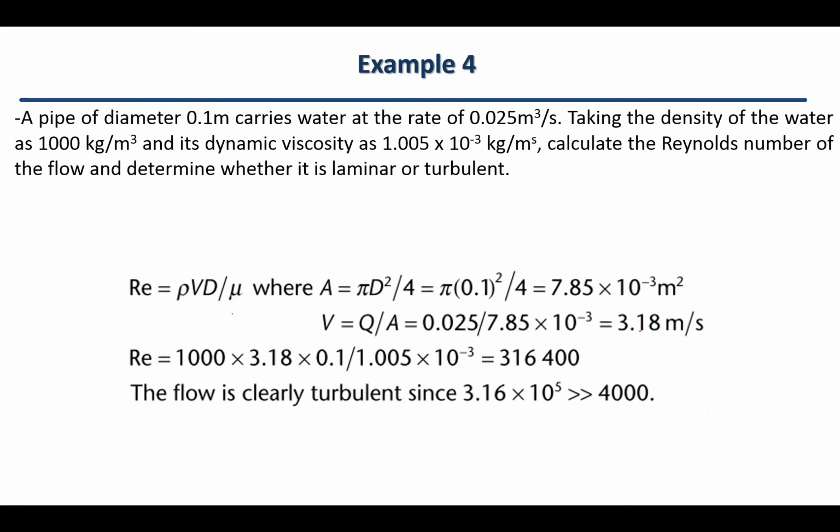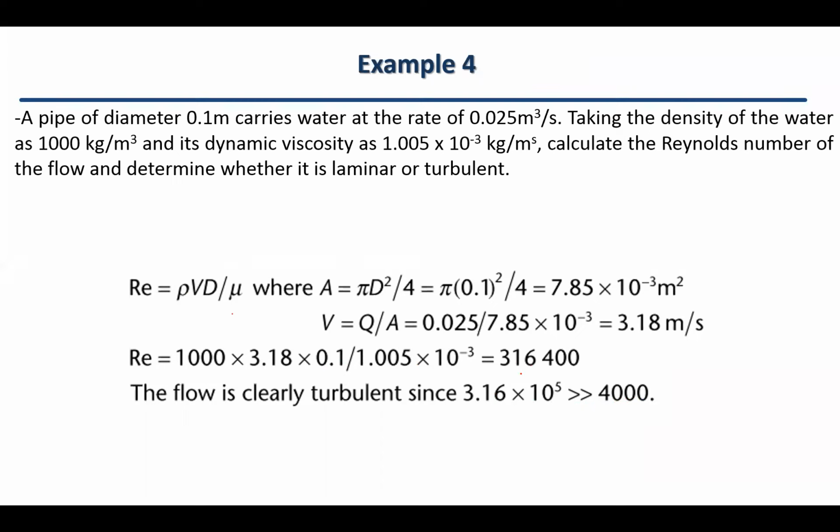3.18 meters per second is not too high. It's a very common velocity, but relatively a little bit high for a pipe. But let's see what the Reynolds number is. Reynolds number is rho V d over mu. So rho is 1,000, V is 3.18, times 0.1 diameter, divided by mu, which is given to us as 1.005 times 10 to the minus 3, all in the denominator. So the answer is 316,400, which is definitely much greater than 4,000.